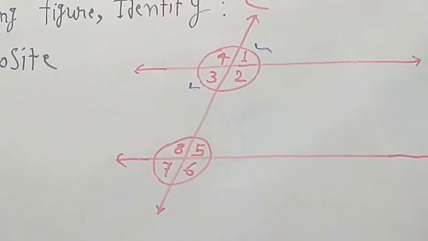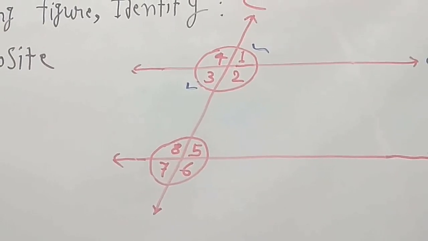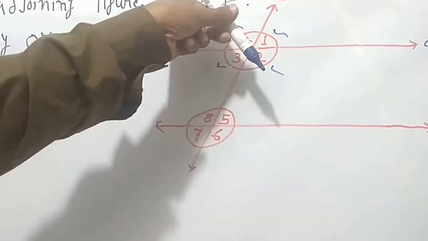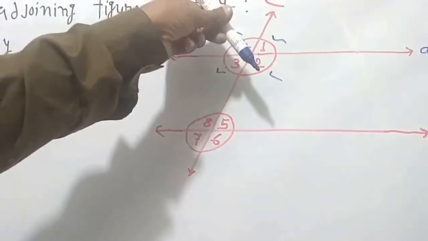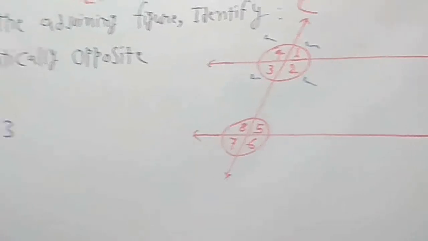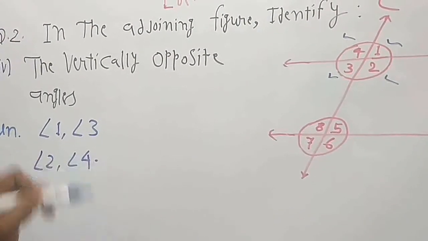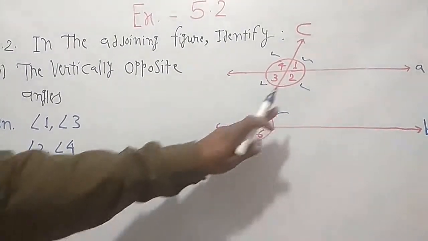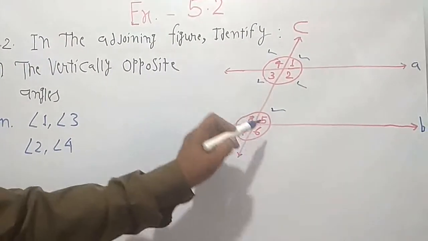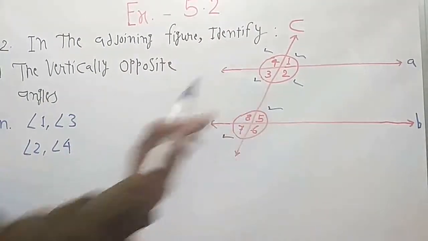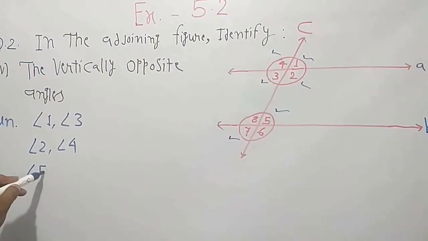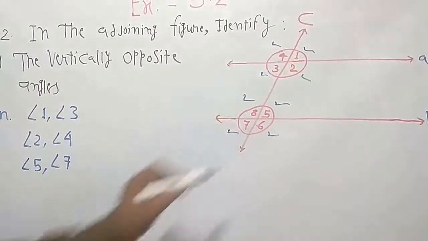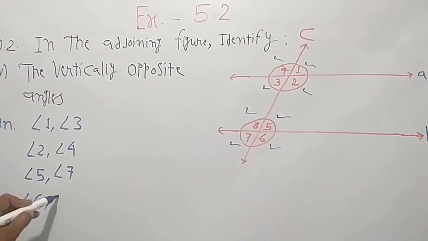So the first pair is angle 1 and angle 3, angle 2 and angle 4, because their faces are opposite to each other, angle 2 and angle 4. Now the next pair, angle 5 and angle 7, again they are opposite and situated one on this side and one on the other side. So this is angle 5 and angle 7.